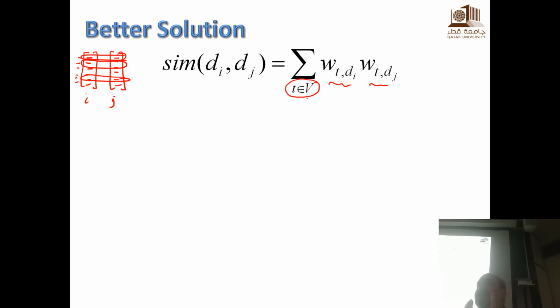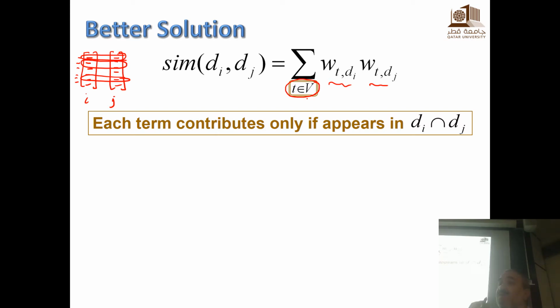What is a tighter set that still can give us the exact value? The weights in both are not 0. Very good. What is the meaning of that? When the weights are not 0, what does that mean? They appeared in the document, right? So that means that each term contributes only if it appears in both documents. If it appeared in just one of them, it doesn't contribute to the similarity between these two documents.